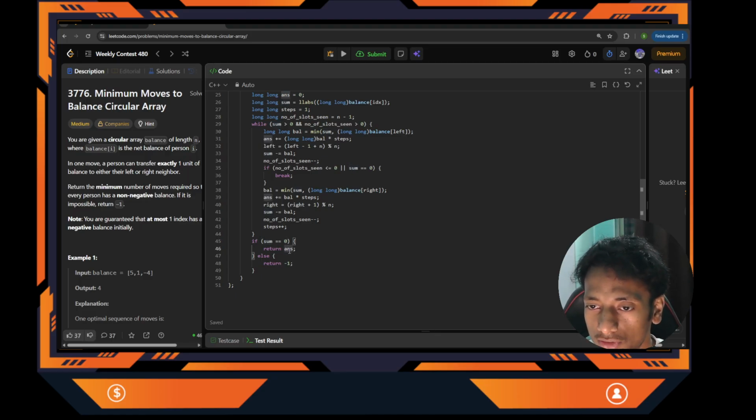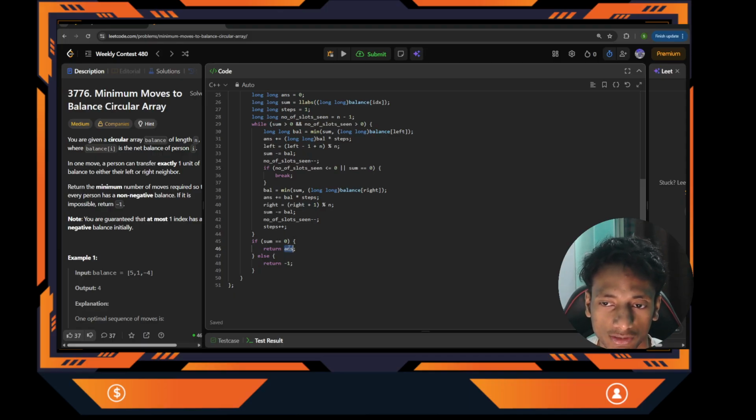That means whatever answer I have, the total number of moves required, I will return that. And else I will return -1. That means our sum is not equal to 0, so we are not able to reach the target sum. So at that time return -1. Got it? So you all clear, right?